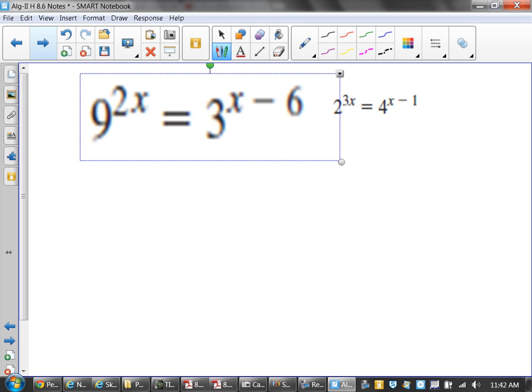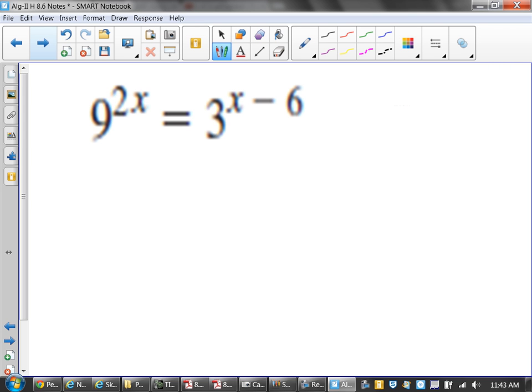Again, what I want to do here is try to get a common base. I have 9 to the 2x equals 3 to the x minus 6. I need to change that 9 to have a common base of 3. So how can I rewrite 9? 3 squared. So on the left-hand side, can I write it as 3 to the 4x then? Everybody okay with that?